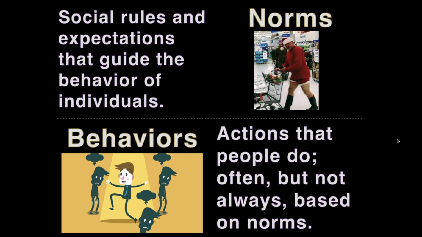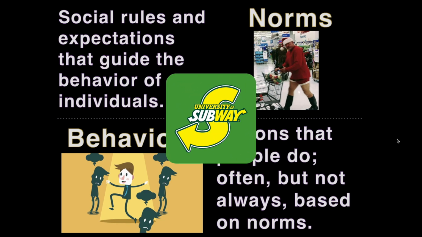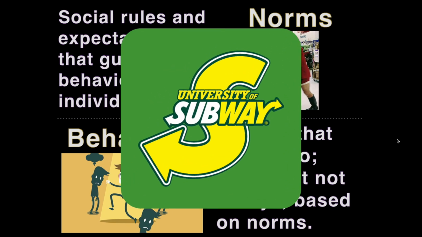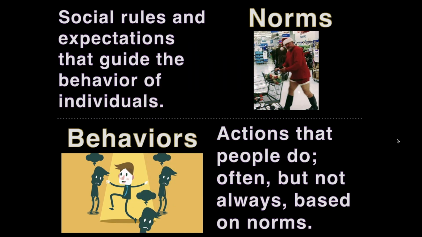And there's a process. And we don't go to school to learn how to order at Subway, but we just kind of notice everyone else doing that, and they kind of help guide us through. That's kind of what social norms are. These unspoken, sometimes spoken, rules and expectations that guide our behaviors. And behaviors are actions that people do. Often, but not always, they're based on norms. Norms telling us what behaviors we should do, what behaviors we shouldn't do.